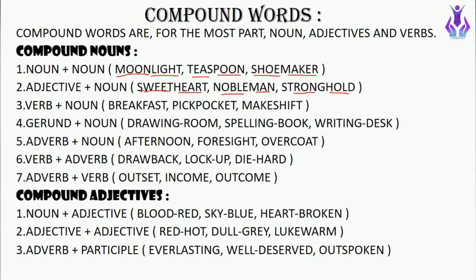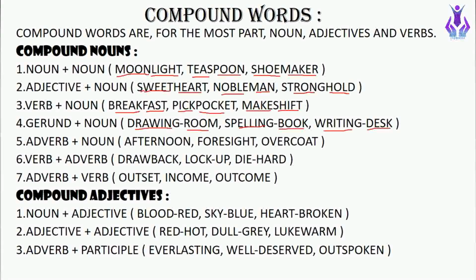The next is verb plus noun. When we add verb and noun together, we make a compound noun. So here we can see break is our verb and fast is our noun. Then pick is our verb and pocket is our noun. Make and shift. The next is gerund and noun. Here we can see that drawing is gerund and room is noun. Spelling is gerund and book is noun. Writing is gerund and desk is noun.